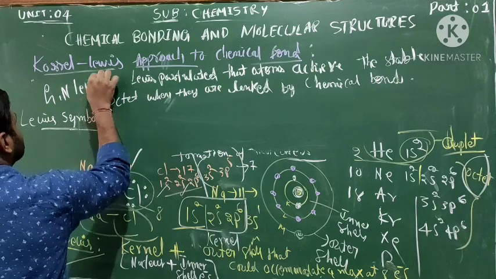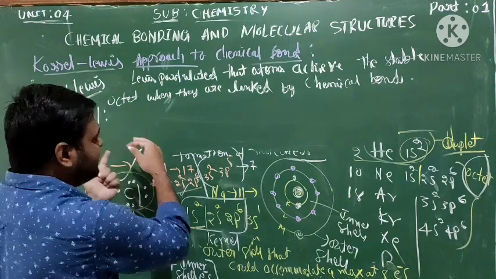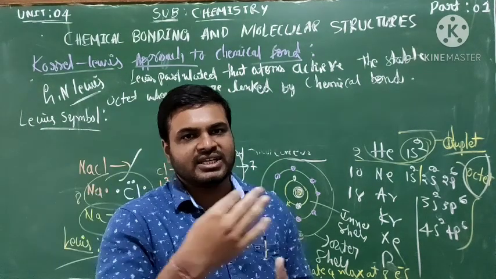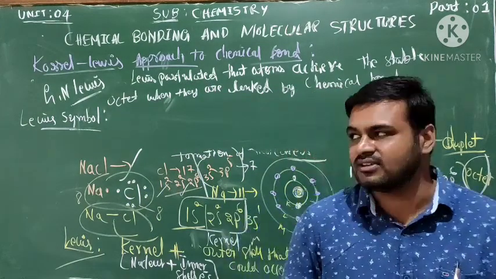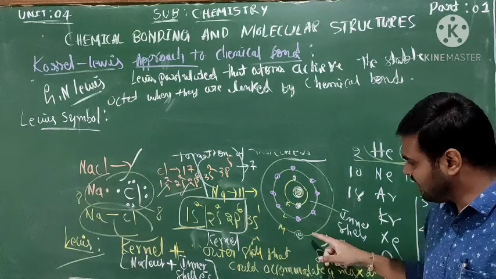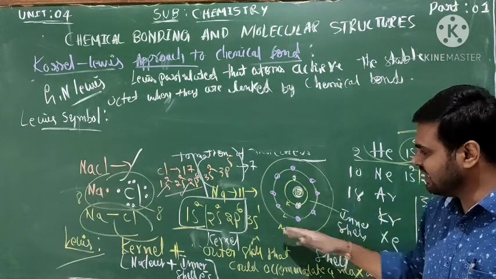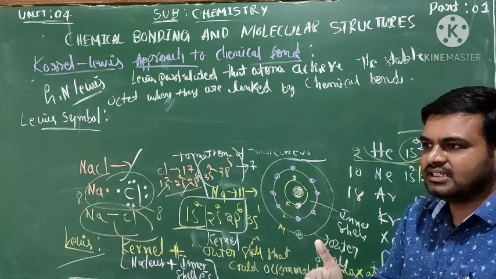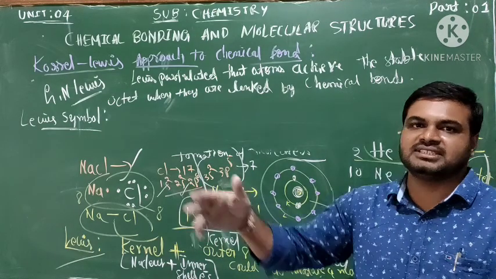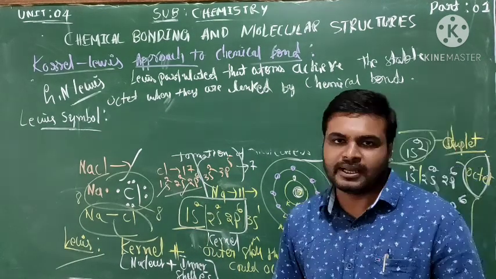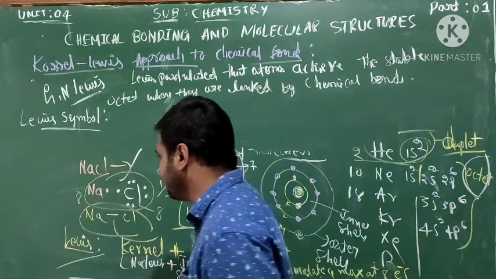Lewis, the American chemist, introduced simple notations to represent valence electrons. These valence electrons, the outer shell electrons, are represented by these notations. Okay, what is the meaning of Lewis symbol?